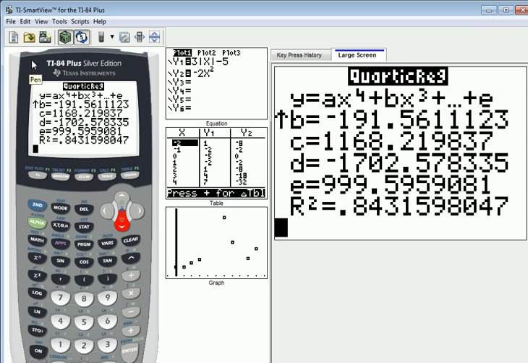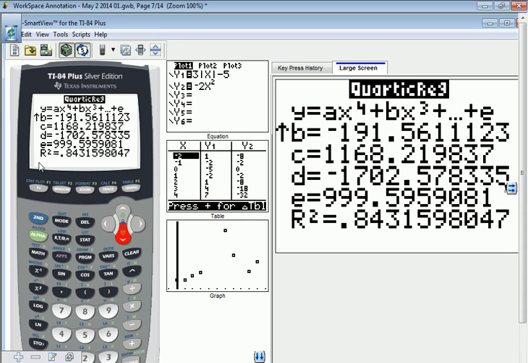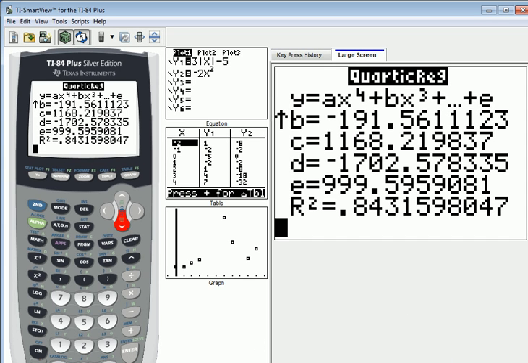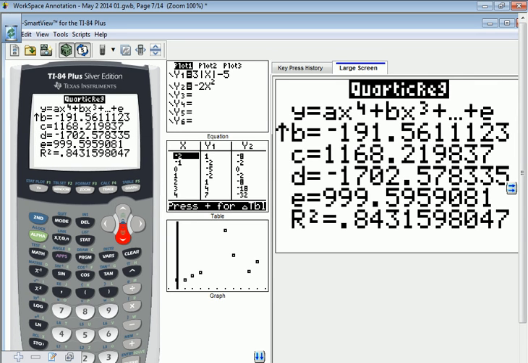Now, if we wanted a great fit, we'd really want an R squared that was like 0.95. So this is a better model for the data. It may not be the best. It is a better model for the data than a cubic. So in this case, I would go with a quartic. I would pick off all these coefficients, plug them in, and you have an equation that models this data.